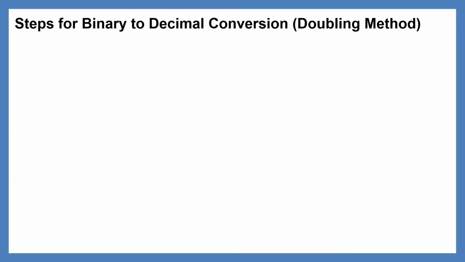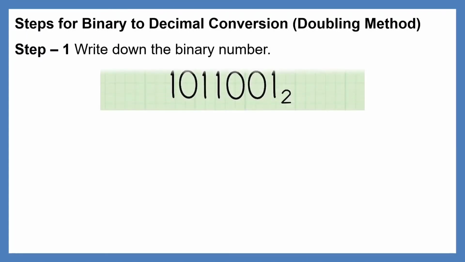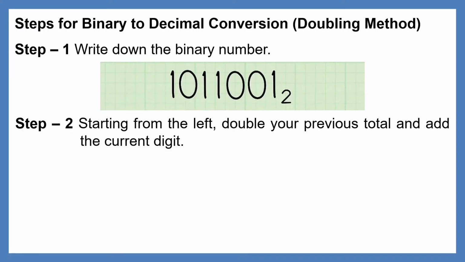So we have another method of converting binary to decimal. We call it the doubling method. How does this method work? Step 1, you're going to write down the binary number. The sample here is 10110001 base 2. Then, starting from the left, double your previous total and add the current digit.